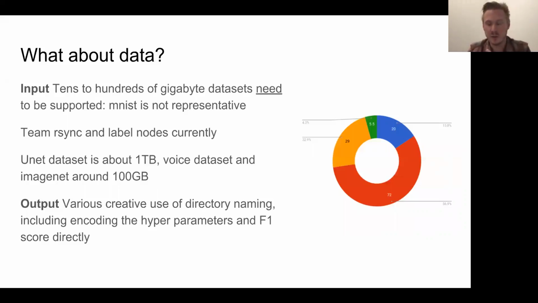But for people that cannot use S3, you can only go to NFS, and the way that people have been encoding the outputs has been fairly mind-boggling, where you would encode all the hyperparameters in the directory name, even the F1 scores directly. So people don't get stuck. They try to solve it in the best way that they can. But I think there are some opportunities to do it in a more structured way. I think the reason I made this slide was just to say you cannot avoid dealing with data, especially not the input.